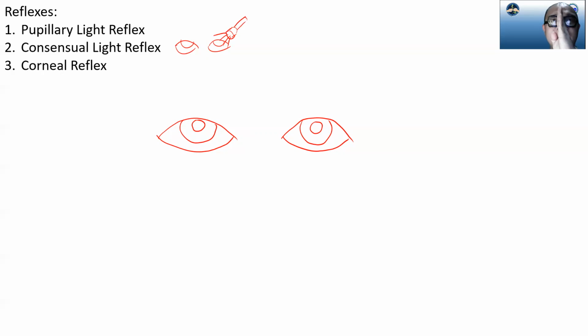Okay, so the normal response is, this will constrict, you cover it. Okay, there's a cover, you shine a light here, this will constrict, and this will also constrict, even though there is no light here. That's your consensual light reflex.